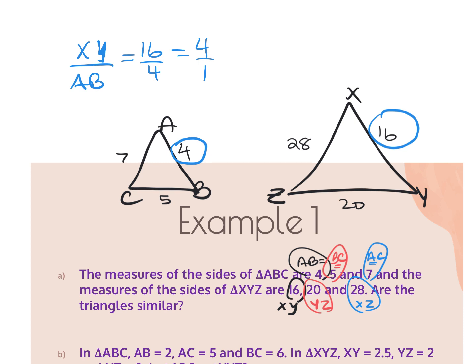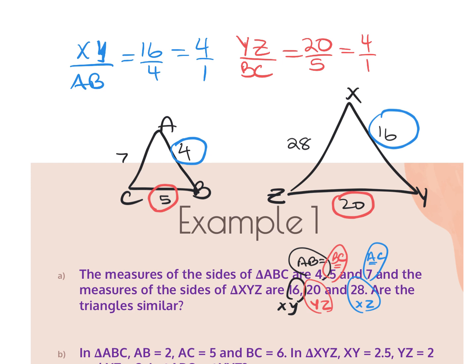Now let's look for the next biggest number. So in ABC, that would be the 5. And it's going to match with the YZ, which is the 20. So YZ over BC, 20 over 5, also simplifies to 4 to 1.